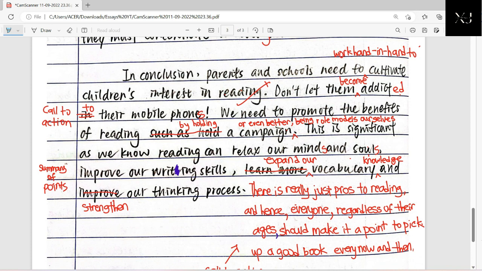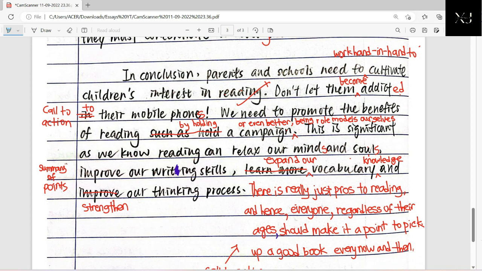This is significant as we know reading can relax our minds and souls, improve our writing skills, expand our vocabulary and knowledge, and strengthen our thinking process. There's really just pros to reading, and hence, everyone, regardless of their ages, should make it a point to pick up a good book every now and then.